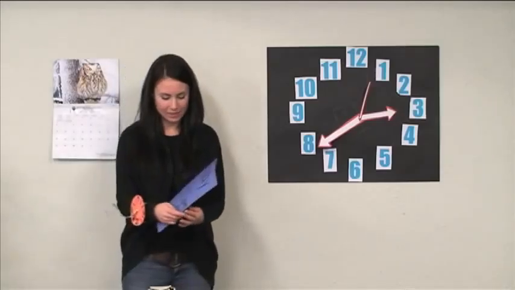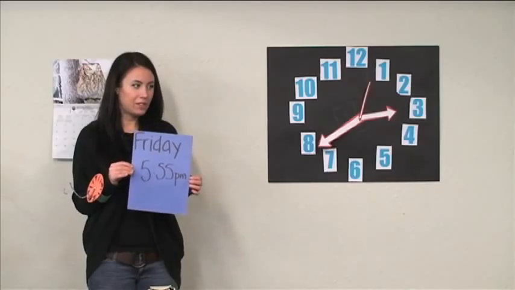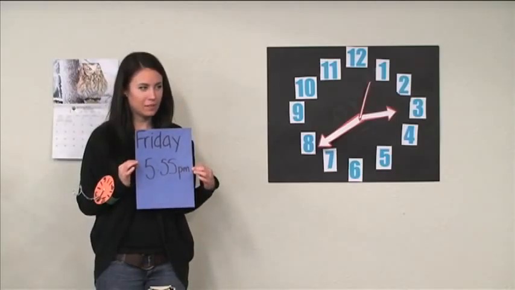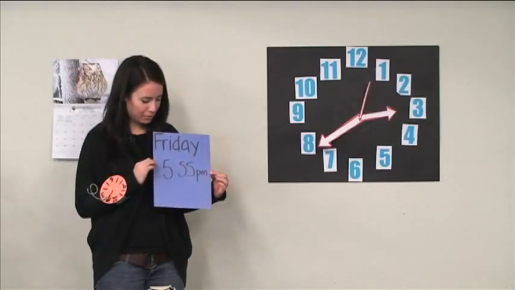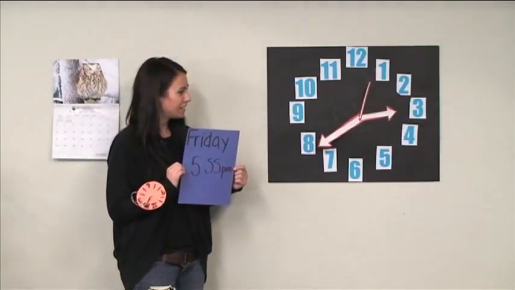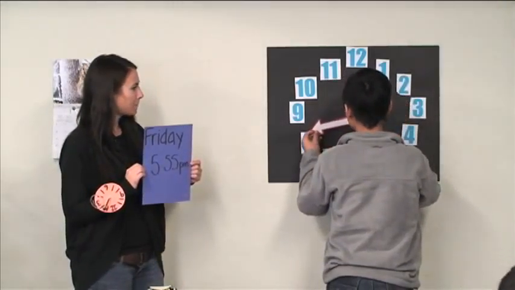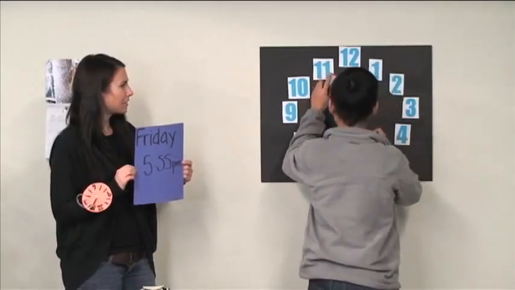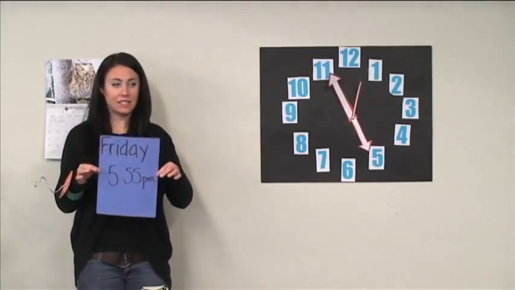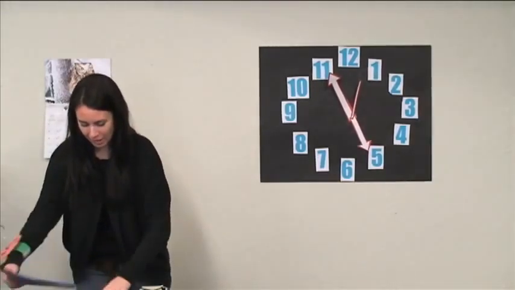Okay, the last one. At 5:55, we have to leave our friend's house so we can be home for dinner at 6 on Friday. Shadow, if you need to be home at 5:55, do you think you could show us what your watch would look like? Good job. 5:55. And the same way we could say this, it could be 5 to 6. 5 minutes to 6. Okay, good job, you guys. Hope your watches help you.